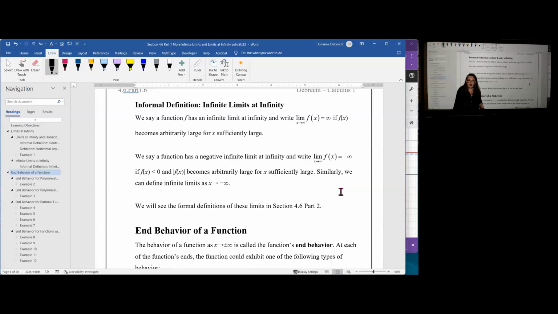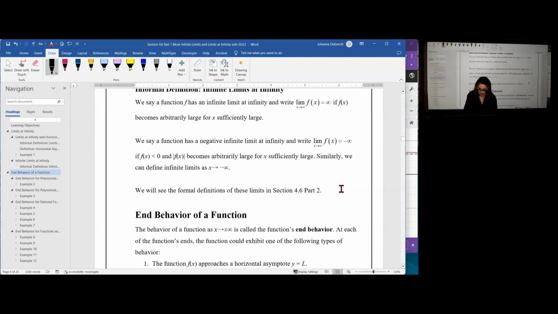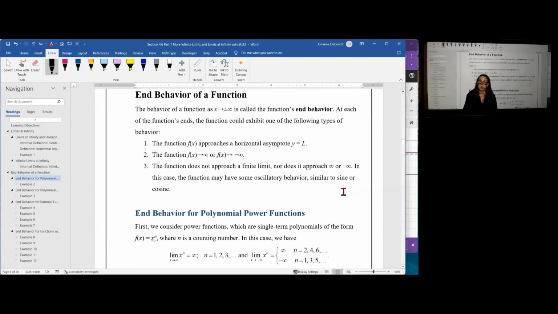Now, let's take a look at what's called end behavior of a function. The end behavior is what we're talking about at the far right and far left of the graph, the ends of the graph. Now, the behavior has several different options. The function could approach a horizontal asymptote, y equals L. The function could approach infinity or negative infinity, and it could do neither one of those. It could not approach a finite number or negative infinity or infinity. It may have some oscillatory behavior.